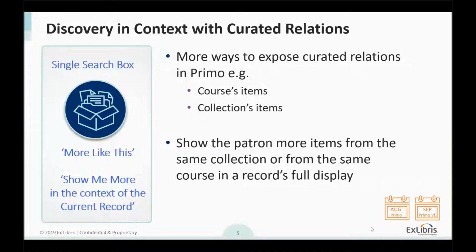That means that if a record is associated with a course, we will be able to show the patron more items from the same course. And the same goes for the collection. So this is the idea about discovery in context with curated relations. We are releasing two features: more from the same collection and more from the same course. In Primo, it's going to be released in the August release. In Primo VE, it's in the September release. As you can see, we are putting the timeline on the slides to help you.